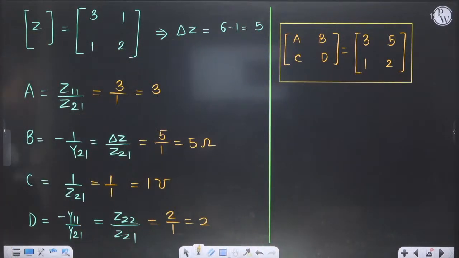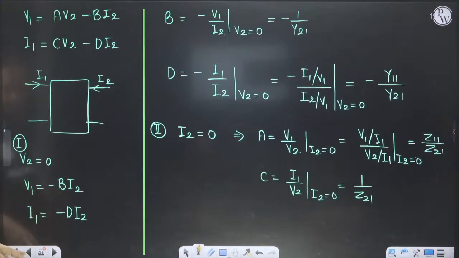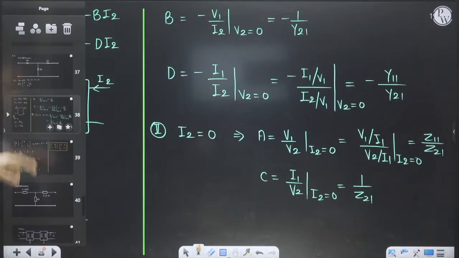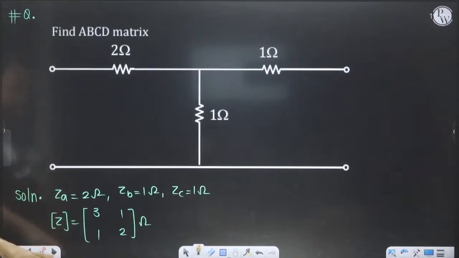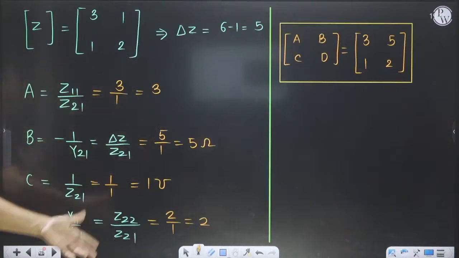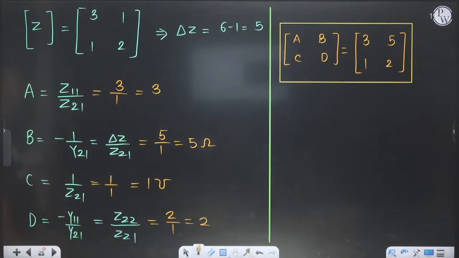So it is very easy to calculate. First of all, you have to calculate the Z parameter, and then use the relationship between the Z parameter and ABCD, use the formula, and you will get the answer. This is very easy.